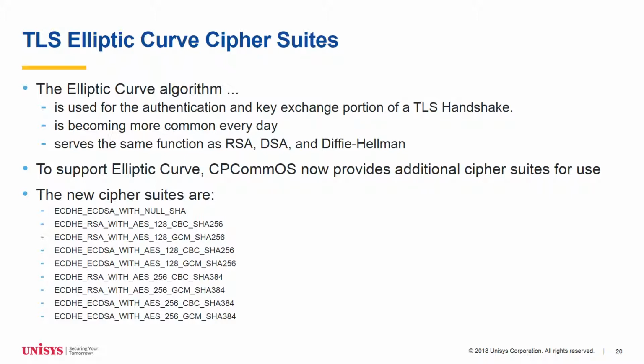CPCommOS now supports additional highly desirable Cipher suites on connections that use the TLS 1.2 protocol. These new Cipher suites use the elliptic curve algorithm, which can improve performance by providing strong security with smaller keys than RSA or DSA. The new Cipher suites are listed here.